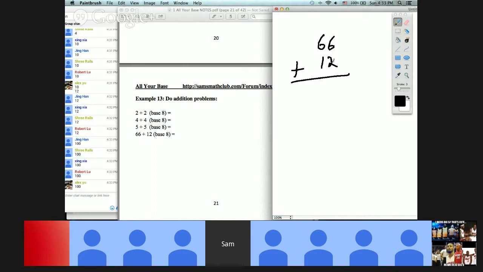So like 6 plus 6 is 12, which is 8 plus 4, so you'd carry that over here. It becomes 4. Then 6 plus 1 plus 1 is 8. Again, you carry 1, 0, 100. Okay, moving on.